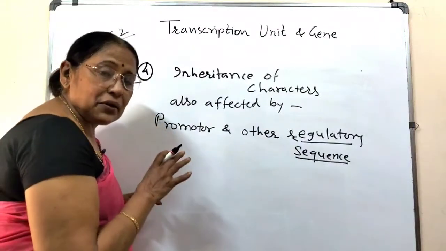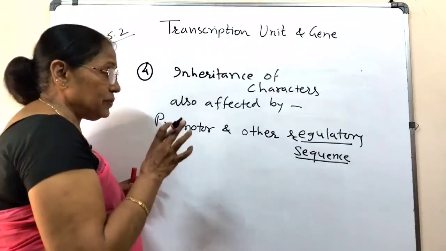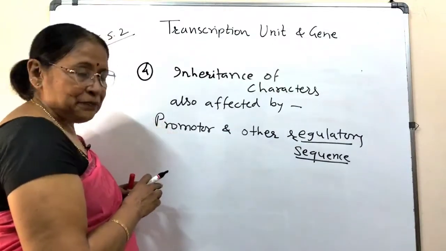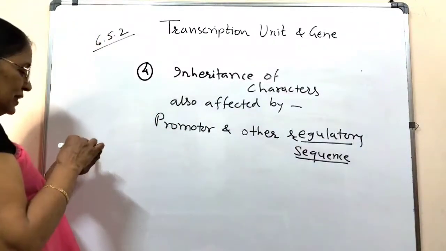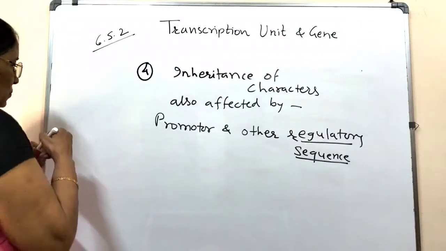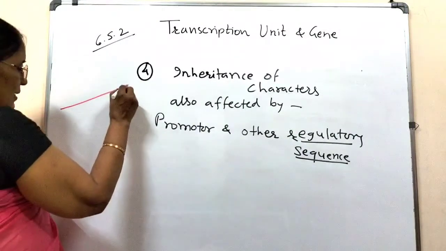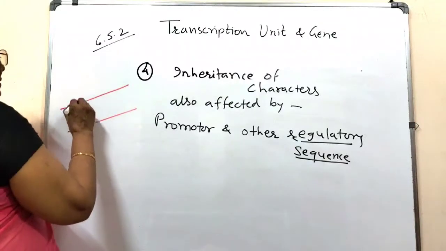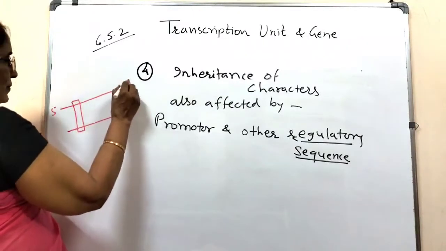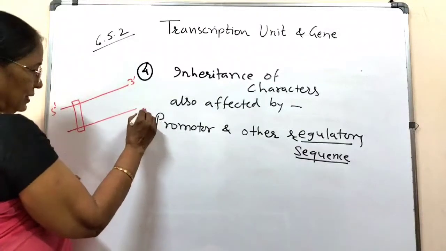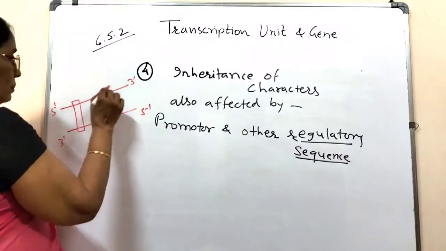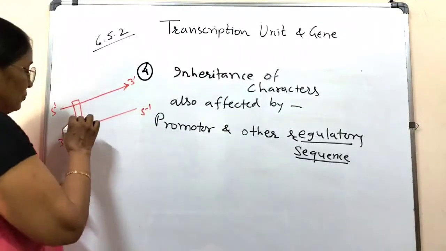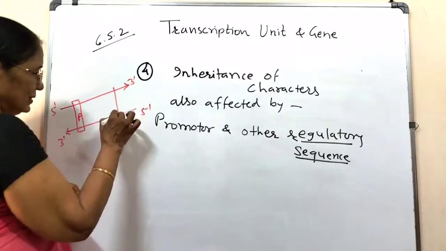Now why are these called regulatory? Why do we loosely also call them regulatory gene? For that, first we have to come to your transcription unit. This is your transcription unit. This is 5' to 3', then this one will be in the opposite direction. You have to make the arrows: one is the promoter, one is the terminator.